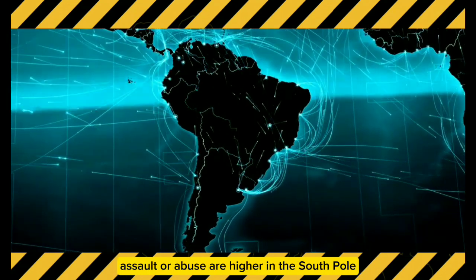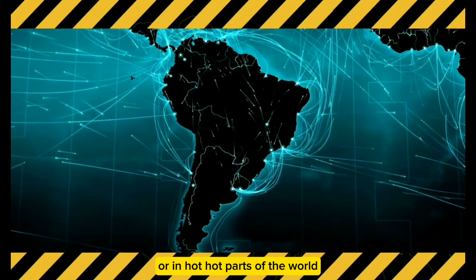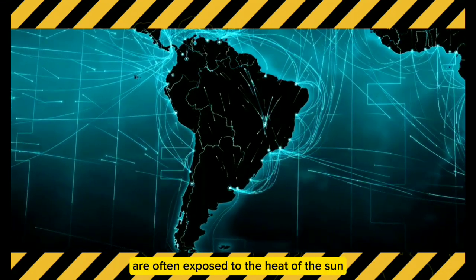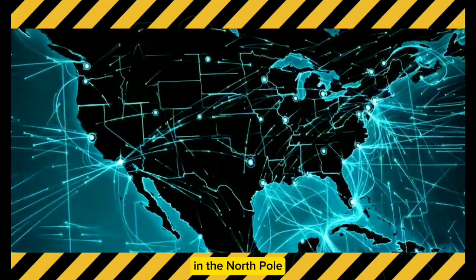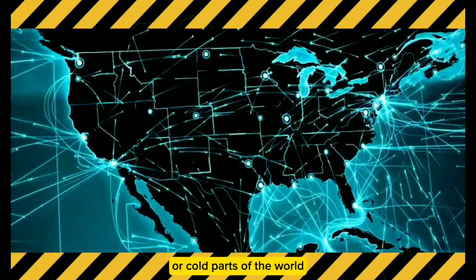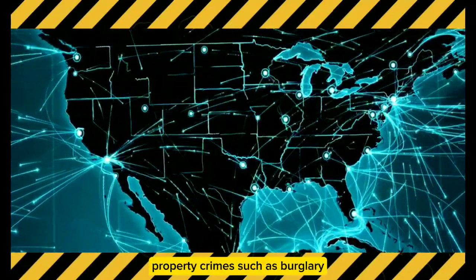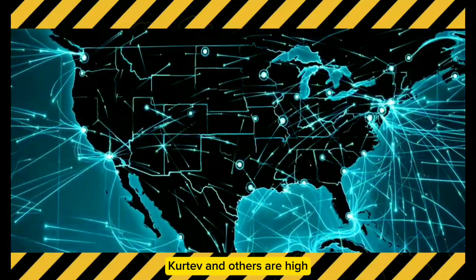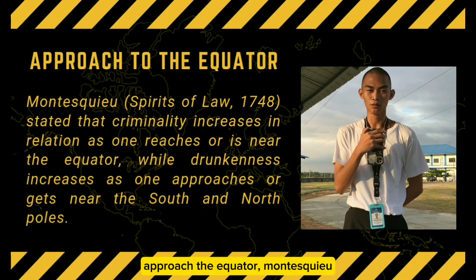It is said in Quetelet's study that crimes against persons such as murder, assault, or abuse are higher in the South Pole or in hot parts of the world, those often exposed to the heat of the sun. In the North Pole or cold parts of the world where there is little sunlight or heat, property crimes such as burglary, car theft, and others are high. Approach to the equator.